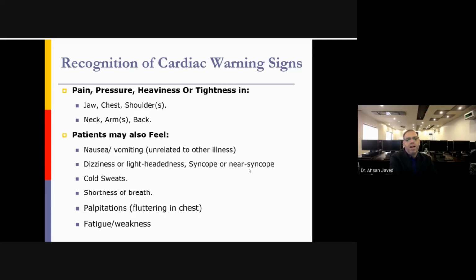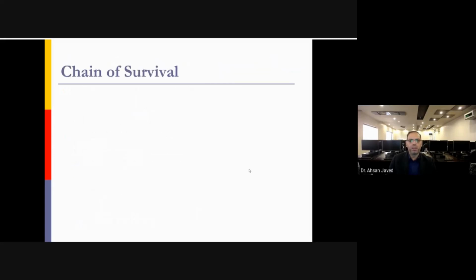Any of these are cardiac warning signs, and the players working with that athlete, the trainers, or the coaches must be familiar with them. If a person is repeatedly complaining of these problems, then they should be screened for any underlying cardiac pathology. Now comes the most important part, which is the chain of survival.